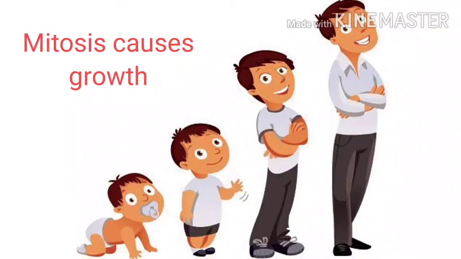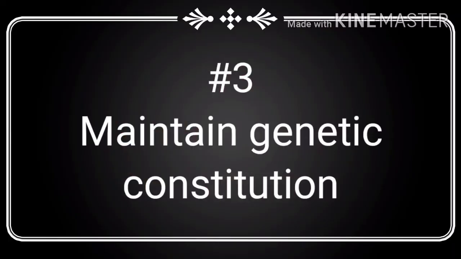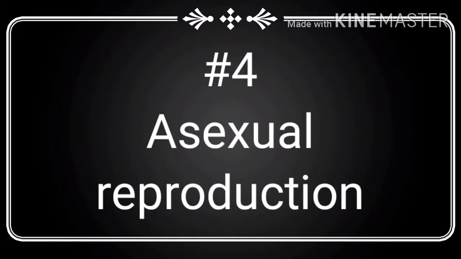Third is to maintain the same genetic constitution. Now you know that mitotic division results in similar genetic constitution. So all the cells of an organism, when it undergoes mitosis, will have the same number of chromosomes and will be genetically the same. So this genetic constitution is maintained with the help of mitosis. In lower organisms and plants, asexual reproduction takes place by mitotic division.